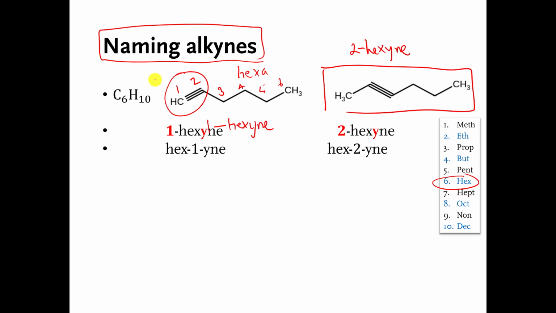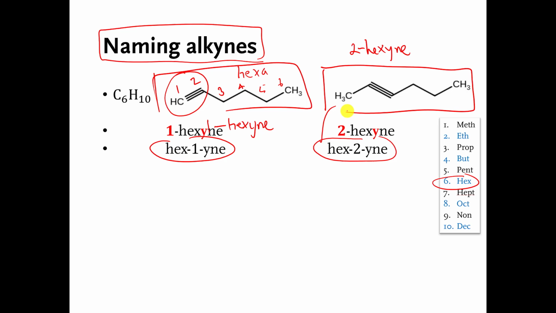There is an alternate naming rule that you don't need to know. Sometimes this is called hex-1-yne, and this one would be hex-2-yne. You don't need to know that one. That one's a little bit weird. As long as you can do this kind of naming, you're in good shape.